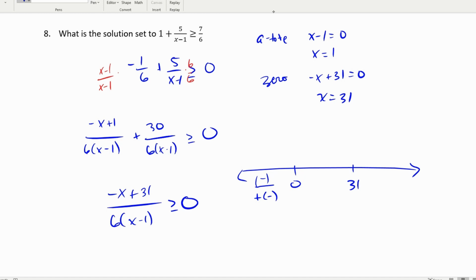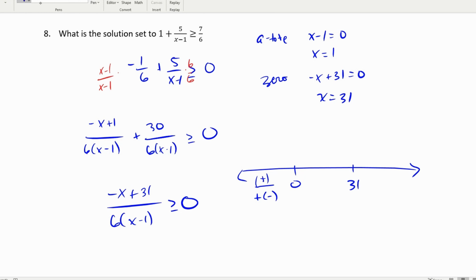This is going to be a positive value. Do you see why this is going to be positive? This is going to be positive in the numerator because if I'm substituting in negative 100, I have negative 100 right there. And that makes it positive 100. So 100 plus 31 would end up with a positive 100 in the end.